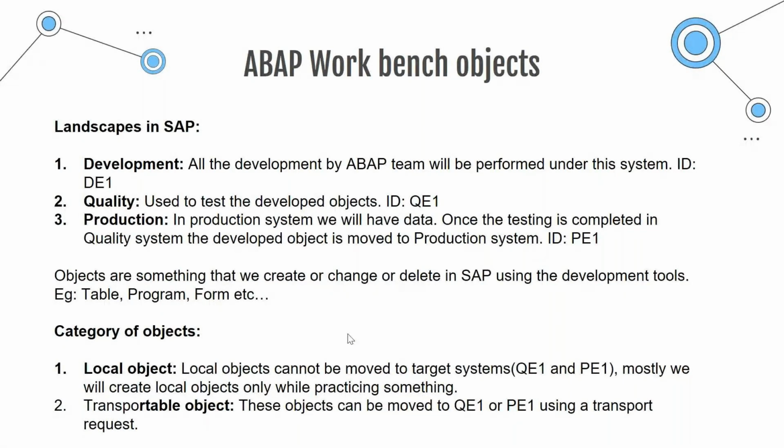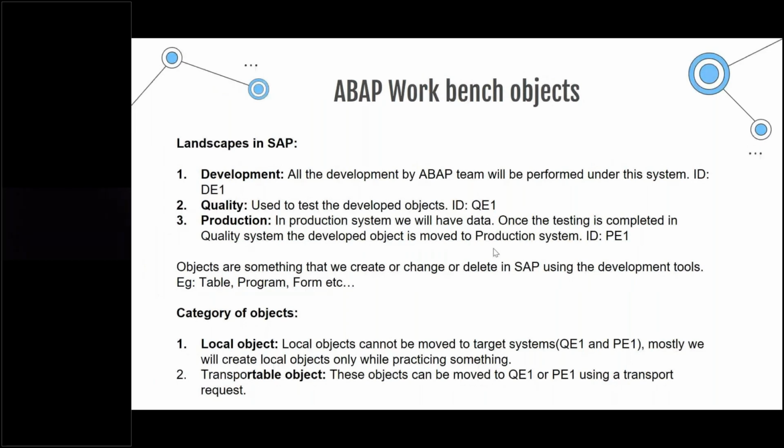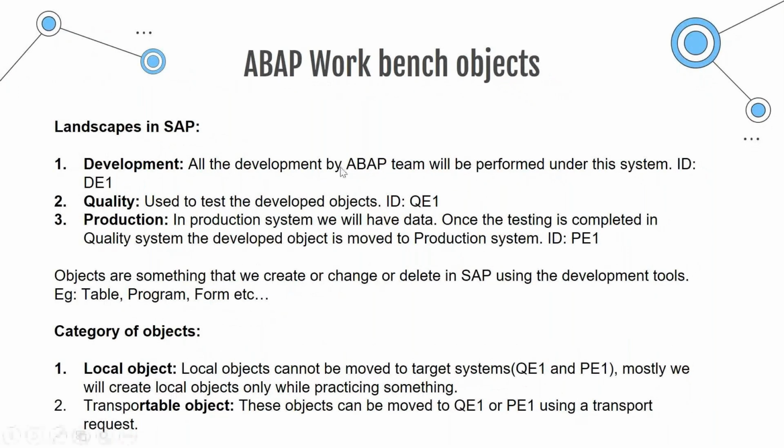So what did I say in landscapes? All our development should be done in the development system. Then it should be tested in the quality system. Once the testing is successful, it will move to the production system. This is the general flow for every project, globally, not just regionally in India. Wherever you go, the flow will remain the same: first development, then quality, then production.